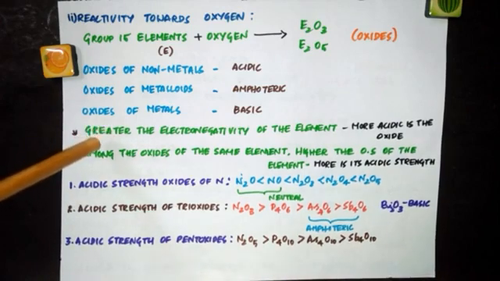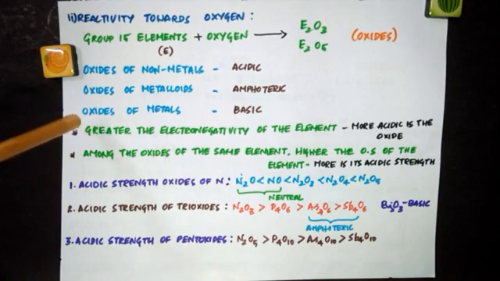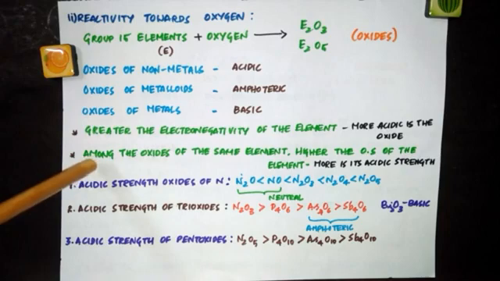In this point, we are going to compare oxides of different elements. For example, I am going to take N2O5, P2O5, As2O5. Here, oxygen is same, but what is different? Element is different. So how to decide on the acidic nature? Greater the electronegativity of the element, more acidic will be the oxide. So we have to remember this point when we are comparing oxides of different elements.